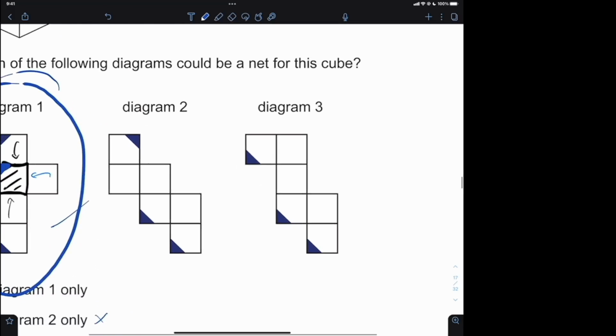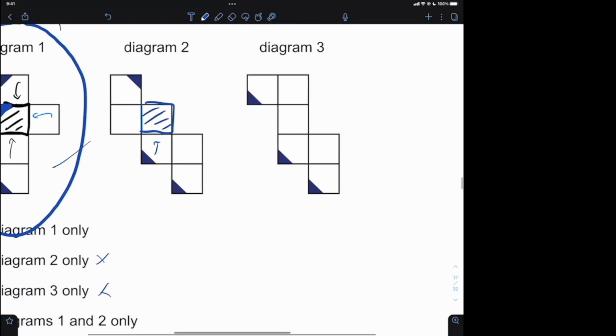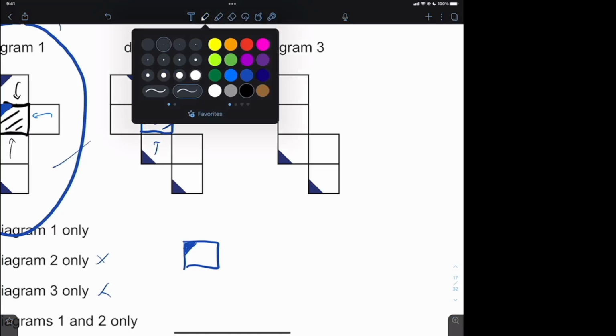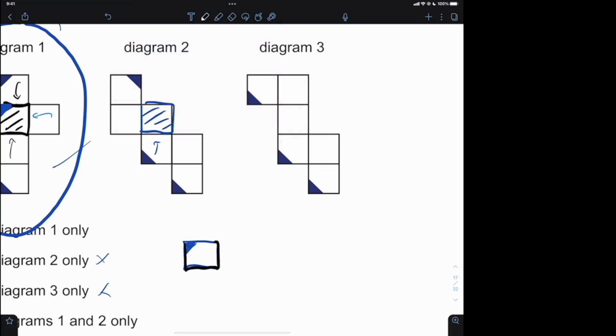Now, diagram 2. Let's do the same process. Let's treat this as the bottom here. So we fold this shape up, so that gives us a kind of face looking at us that would be somewhat like this. Right? So that would be when we fold that shape up. Now, this one here is going to go around the side.